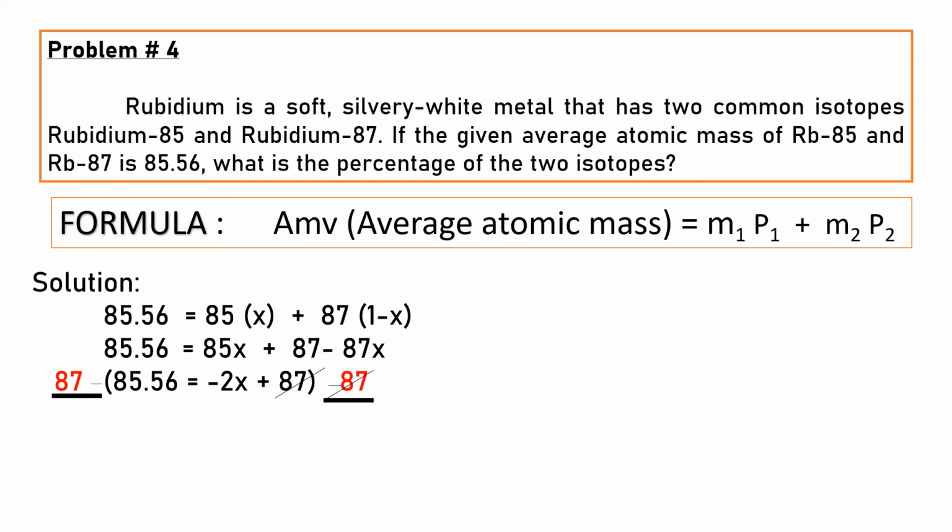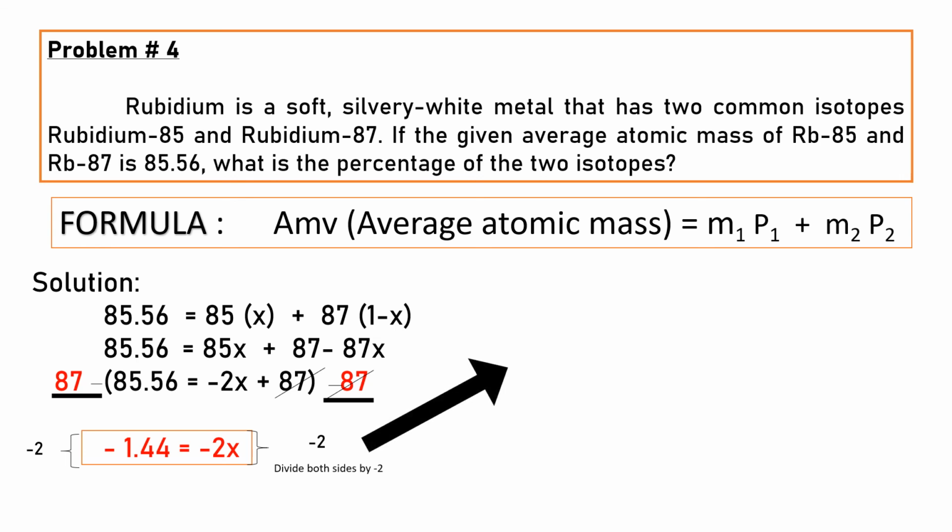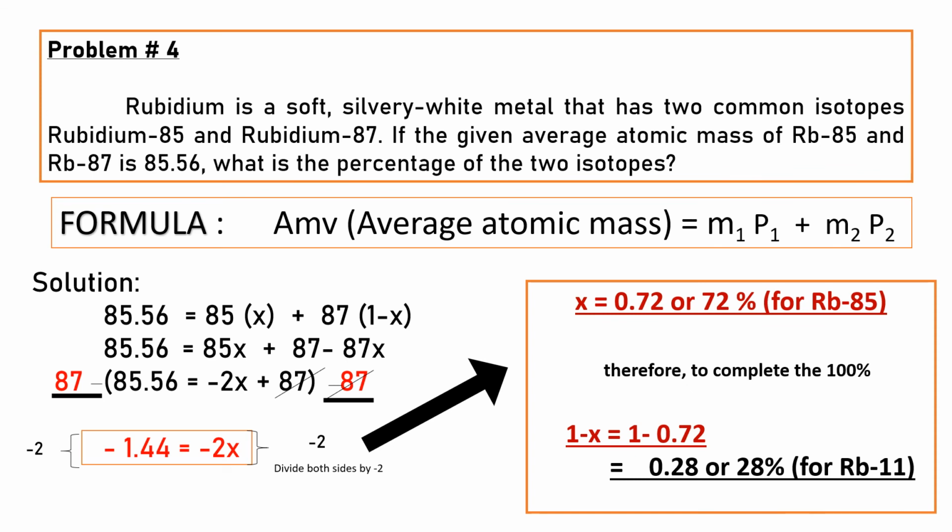You need to cancel both 87 on the other side. And then upon solving, you can have negative 1.44 from 87 minus 85.56 equivalent to negative 2X. So we have negative 1.44 equivalent to negative 2X. You need to divide both sides by negative 2. Okay, so once you divide both sides by negative 2, your answer for X is 0.72, multiplied by 100, so it will be 72% for rubidium-85.